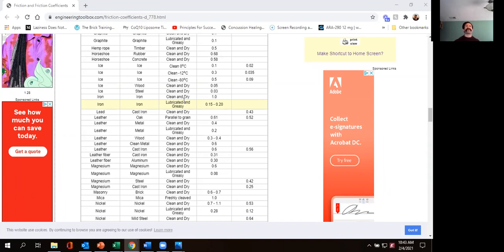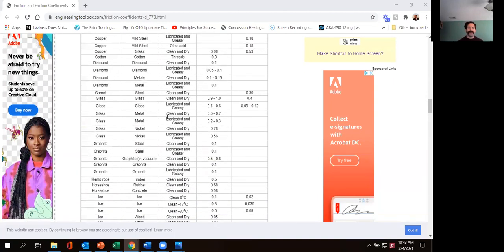So remember, you're going to take 200 kilograms and multiply that by 9.81. That's going to give you the normal force. Then you multiply that by the coefficient of friction you chose. If you see here, steel and ice is super low, so in this example you'd multiply by 0.03, but you'll find other examples of this type of friction in other spots.